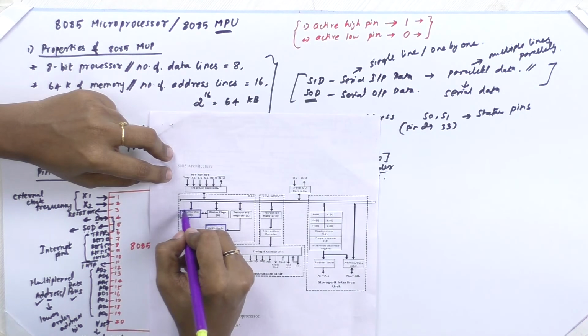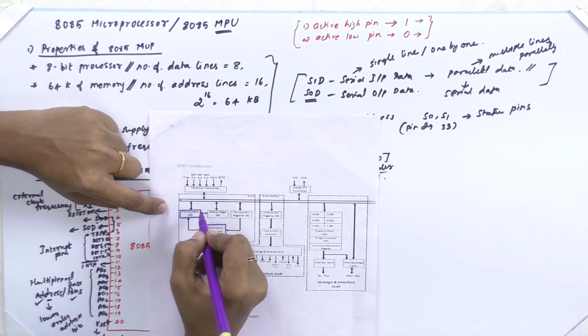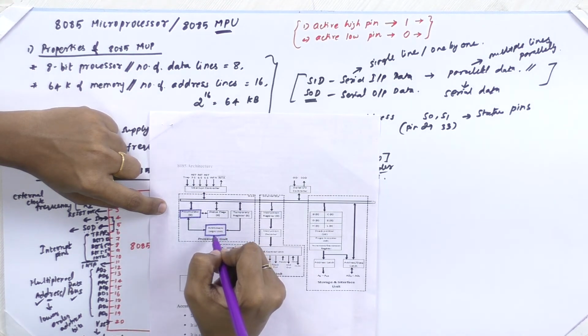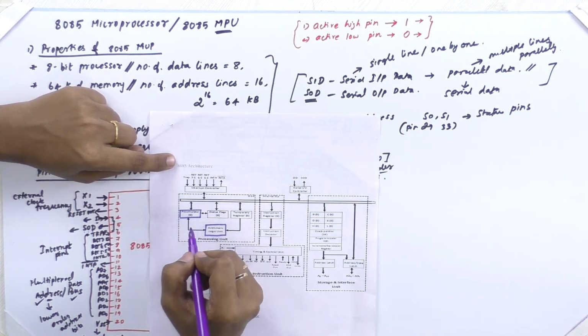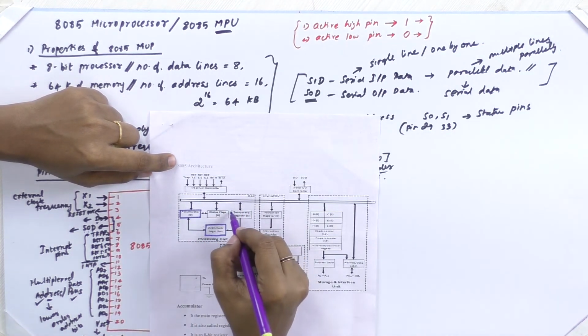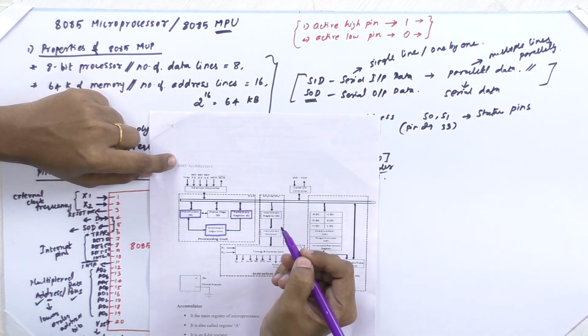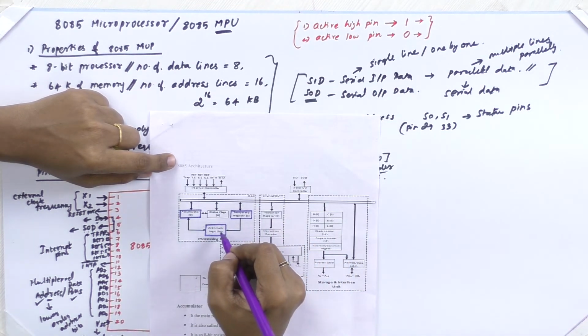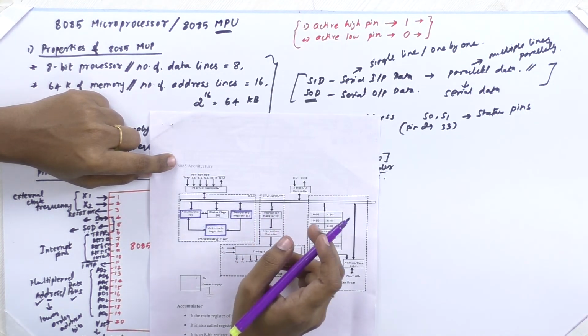The next component is the accumulator. It is used to store 8-bit data. That is, it is used to hold one of the operands required for these arithmetic or logical operations. It is the main register of the 8085 microprocessor. Next is the temporary register. It is also used to hold 8-bit data, and it is used to store the intermediary results during arithmetic and logical operations, and it is not available to the user. It will be used by the processor internally.